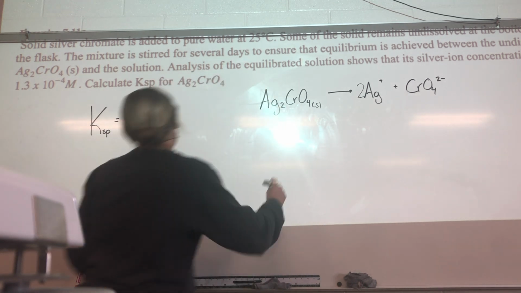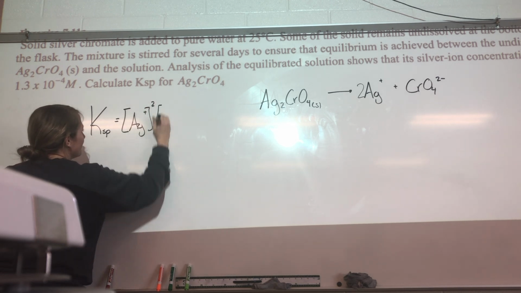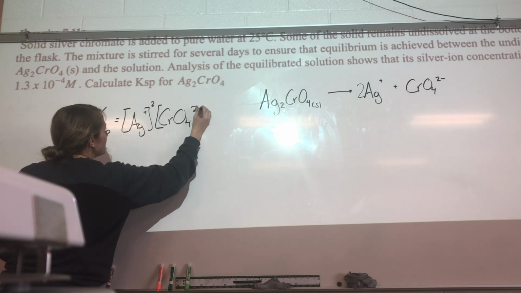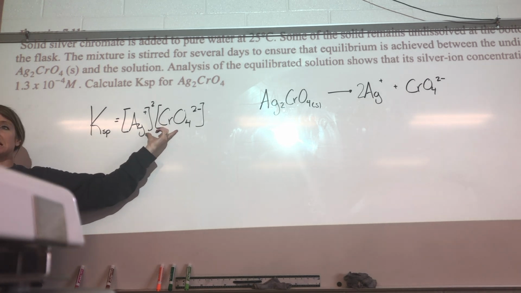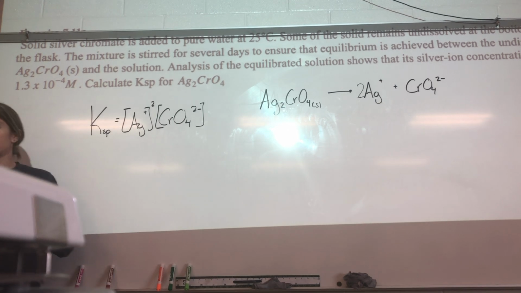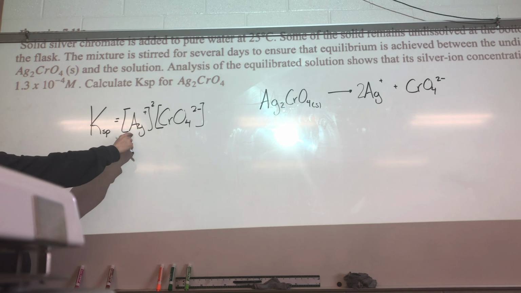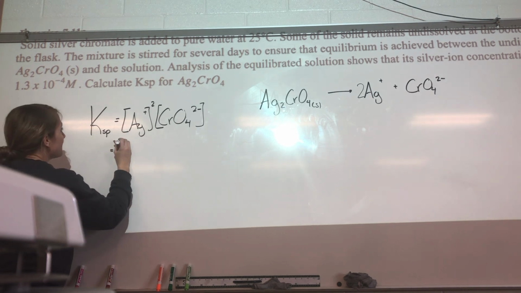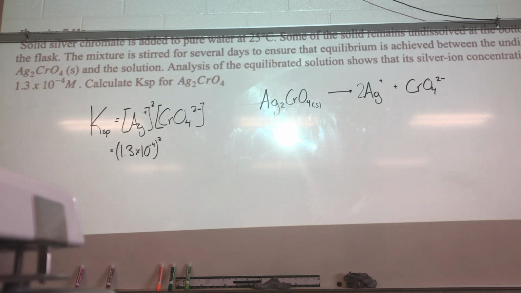Okay, so we have our equation, so let's plug it over here into the expression. So we have Ag plus squared times CrO4 2 minus. To find our equilibrium constant, we need to know the values of these 2 things at equilibrium. What does the problem give me? The temperature? Got temperature, what else? Concentration of silver ions. So I actually already know this one. I know that the silver is 1.3 times 10 to the negative 4. And then we've got to square it, yep.